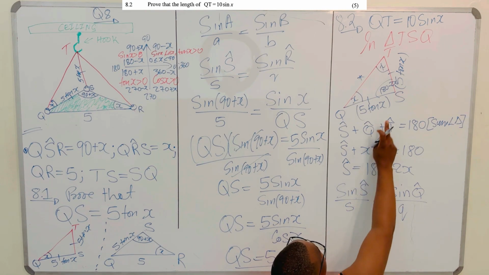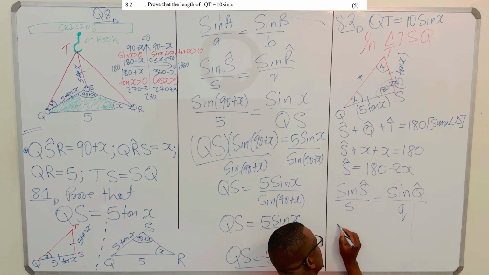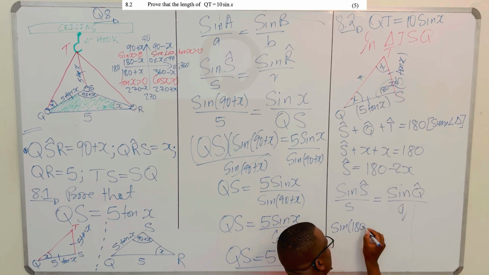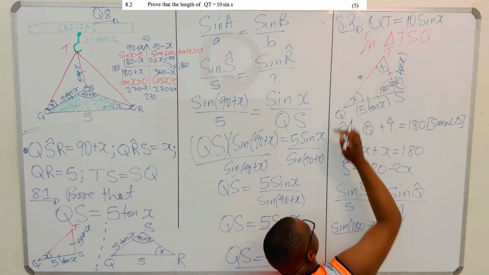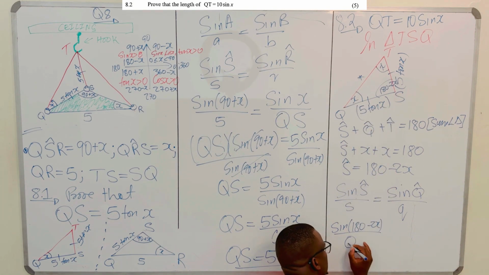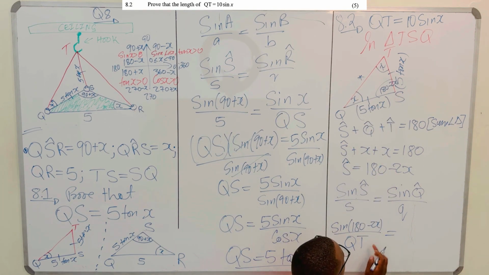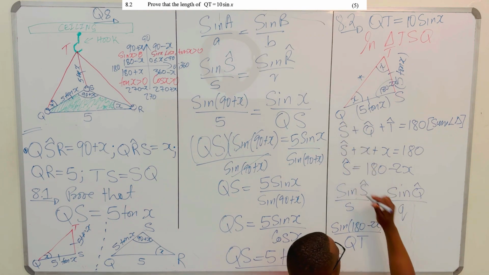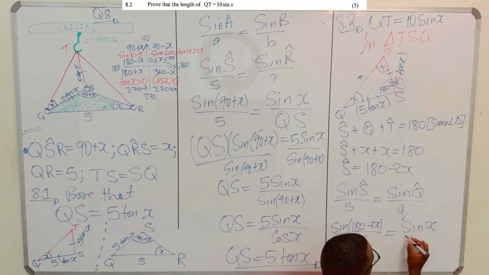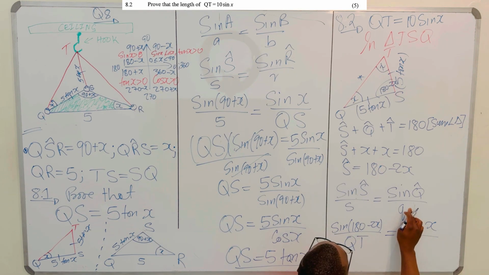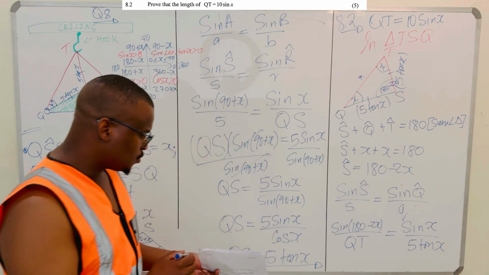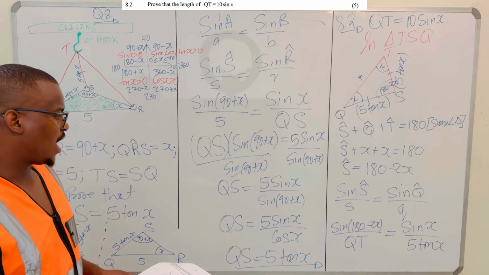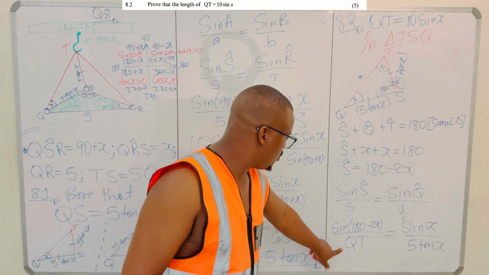So sine of angle S is sine of 180 minus 2x, all over small s. What is small s? Small s is QT, what we're trying to prove, is equal to sine of angle Q. Where is angle Q? It's this one, which is sine x over q. What is q? q is 5 tangent of x. That is what you have. So what we're left to do now is to solve for your QT.